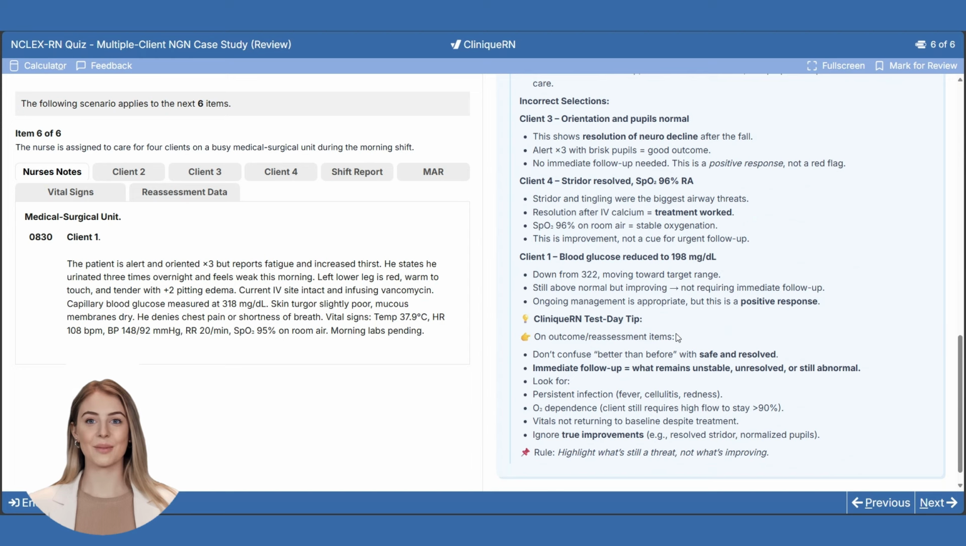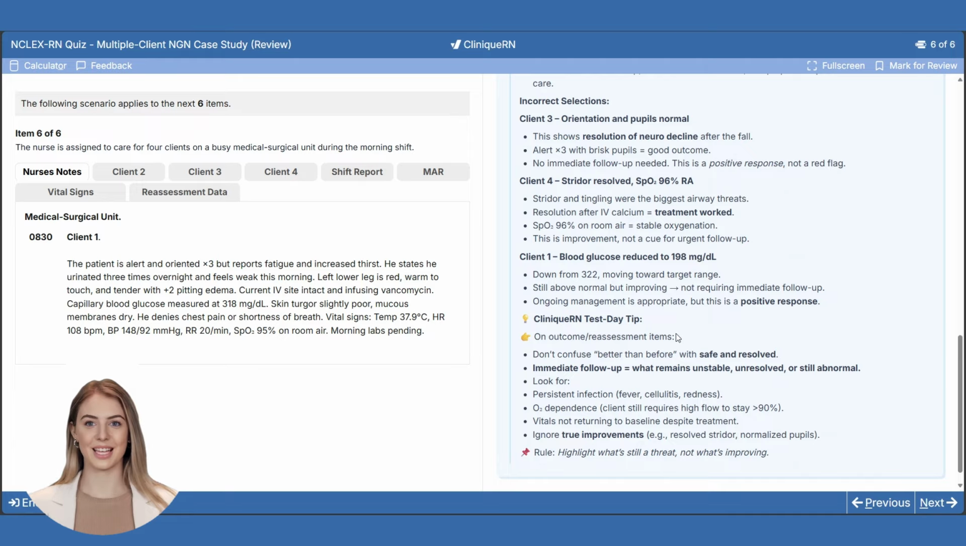Client 1. Blood glucose reduced to 198 milligrams per deciliter, down from 322, moving toward the target range. Still above normal but improving means not requiring immediate follow-up. Ongoing management is appropriate, but this is a positive response.